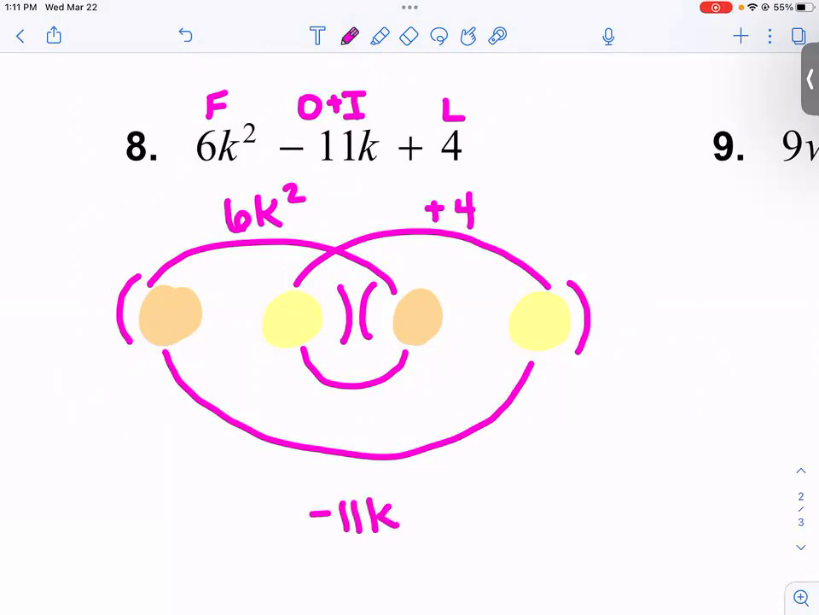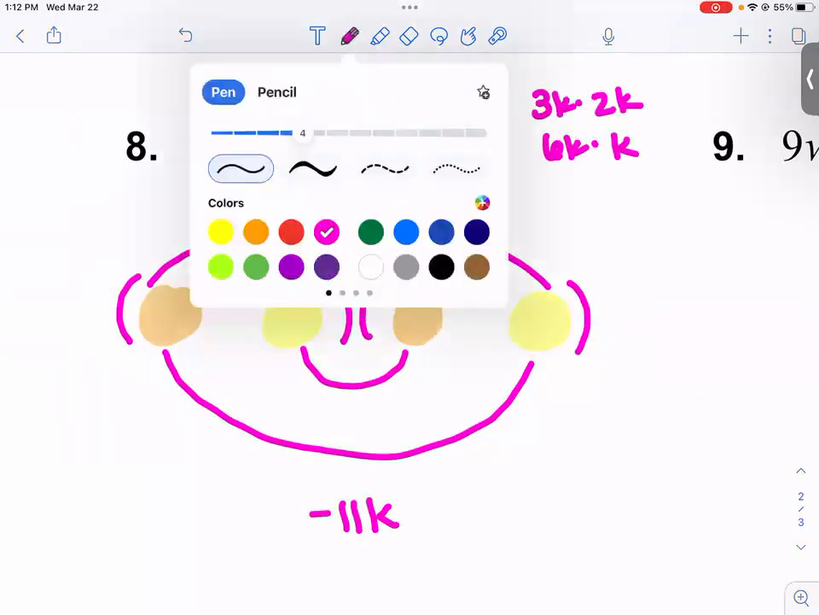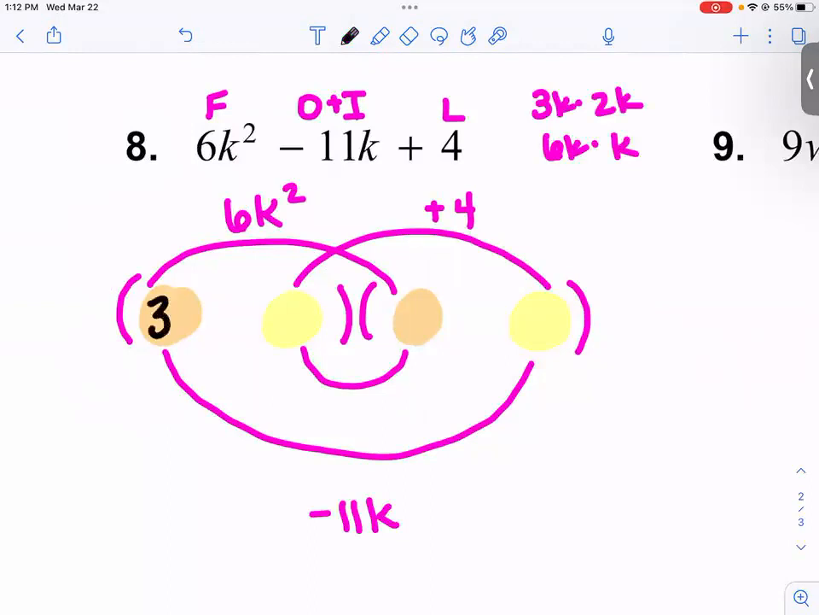You're really not going to like what I have to say, but this is going to be trial and error. Okay. So let's start with this. 6k squared. If I'm gonna multiply two things together to get 6k squared, I think we have two different options, right? So we have 3k times 2k, or we have 6k times 1k. I think that's a good place to start. So what I'm gonna do, I'm gonna put 3k and I'm going to put 2k.